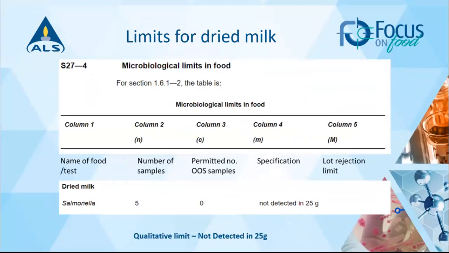So just to see the other side of the coin here, for dried milk, the required test is salmonella. The number of samples that need to be taken from a lot is 5. None are permitted to be out of specification, and the specification itself is not detected in 25 gram sample. So this type of test is called a presence-absence test or a qualitative test. And the test method that's being used needs to be sensitive enough to detect very low numbers of the target organism in a specific sample. So down to the level of 1, because if you detect 1, then that's non-compliant with the specification.